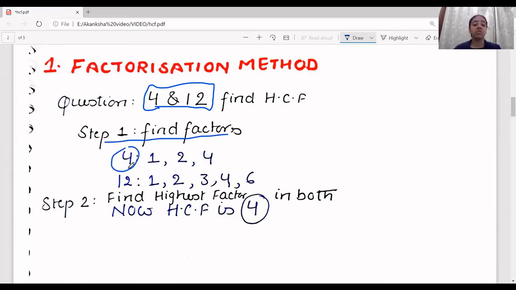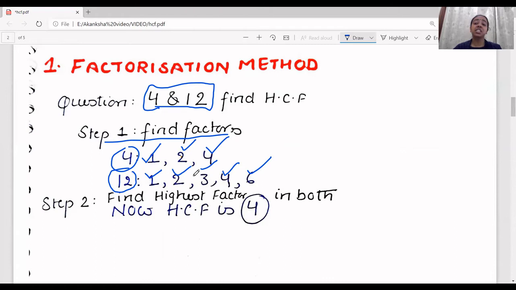So we have two numbers, 4 and 12, and we'll be finding the factors of these numbers. The first factor is 1, as all of us know. 2 is a factor of 4 because 4 is completely divisible by 2. And 4 is also a factor of 4 because 4 divides 4. Moving to 12: 1 is a factor, 2 is also a factor of 12, 3 is also a factor of 12, 4 is also a factor of 12, and 6 as well is a factor of 12.